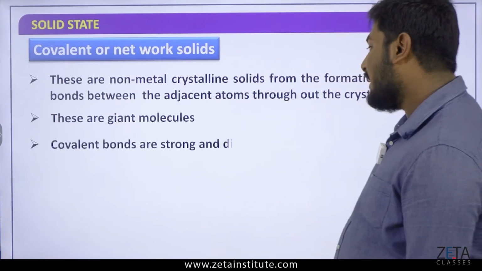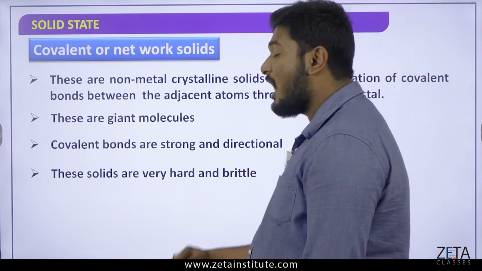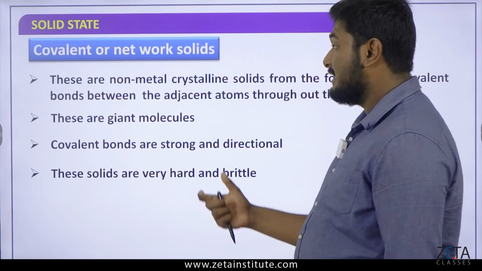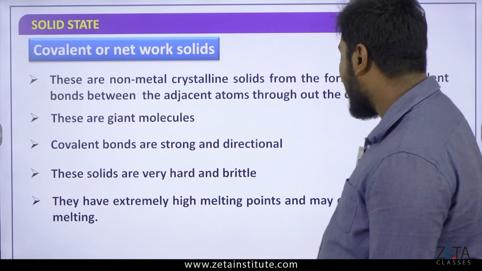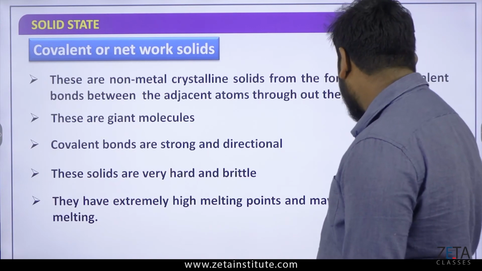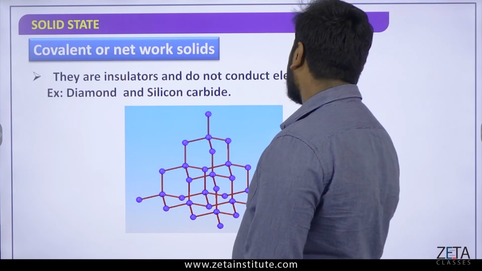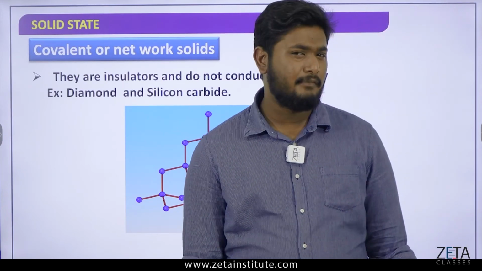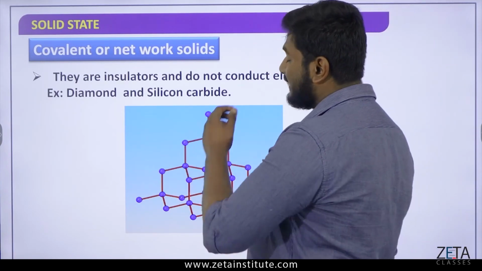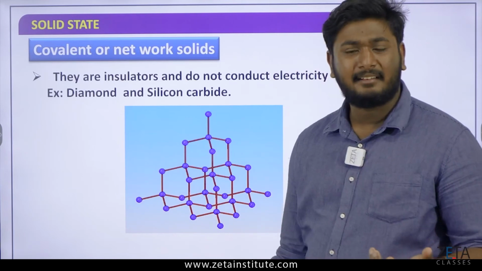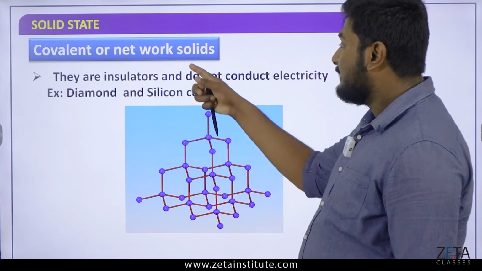Clear? So covalent bonds are strong and directional. And we can say these network solids are very hard and brittle. They have extremely high melting point and we can say it may decompose before melting. Clear? And they are insulators and do not conduct electricity, but in case of graphite, they conduct electricity. We have an exception here. Clear? Examples: diamond, silicon carbide, aluminum nitride, graphite, each and everything. That is all under our network solids.